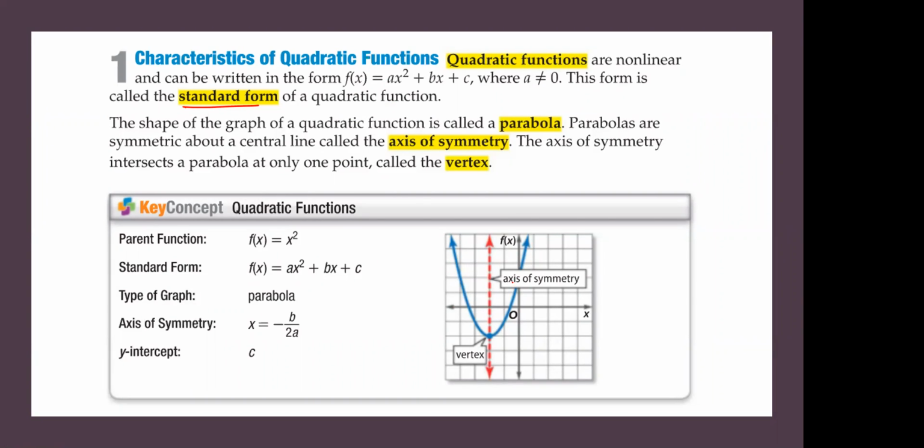And parabolas are symmetric about a central line called the axis of symmetry. So this line cuts the parabola directly in half. And then the axis of symmetry intersects the parabola at only one point called the vertex. So that point, that's what's called the vertex. And then to find the axis of symmetry, we use this equation here, okay?